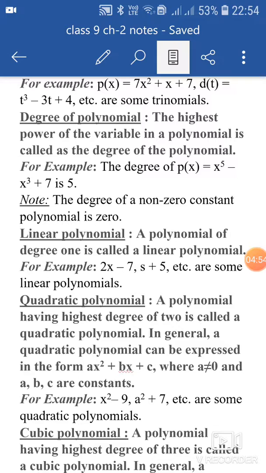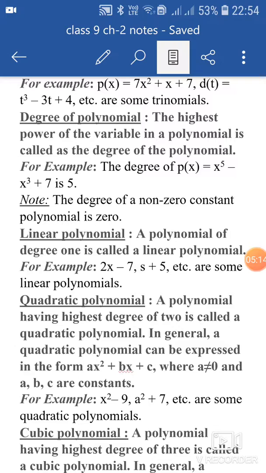Highest degree is 5. So the power of all the expression, three terms are there, na? x^5, degree is 5. x cube, degree is 3. 7, degree is 0 because it's a constant. So the maximum or the bigger number is 5. So the degree will be 5.